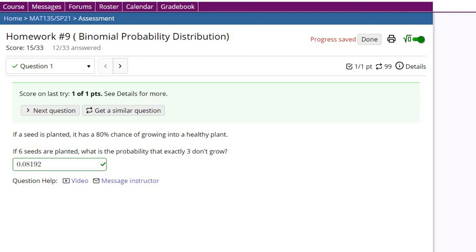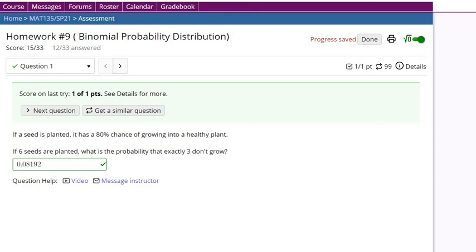Hello students, this is an example of the binomial probability distribution. In this question, the question says if a seed is planted, it has 80% chance of growing into a healthy plant. So we have the probability of success, P, equal to 80%. And then the question asks, if 6 seeds are planted, what is the probability that exactly 3 do not grow?